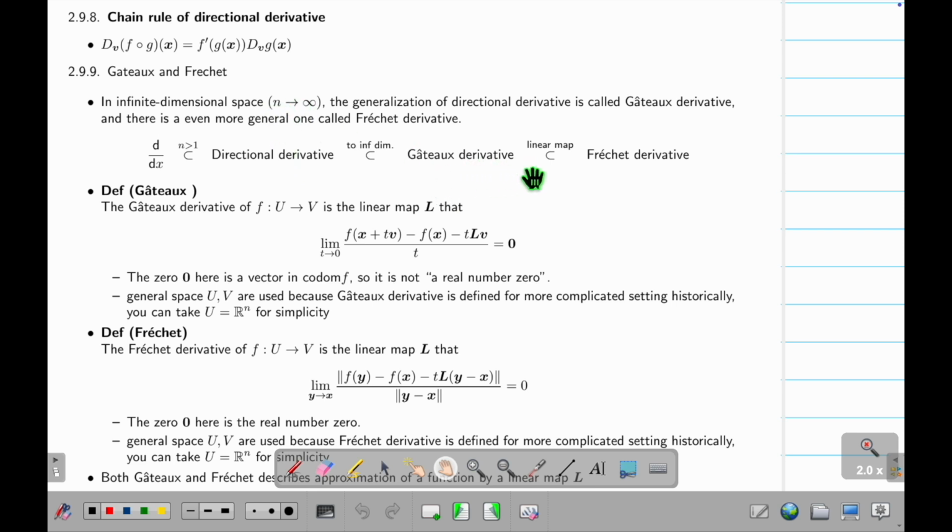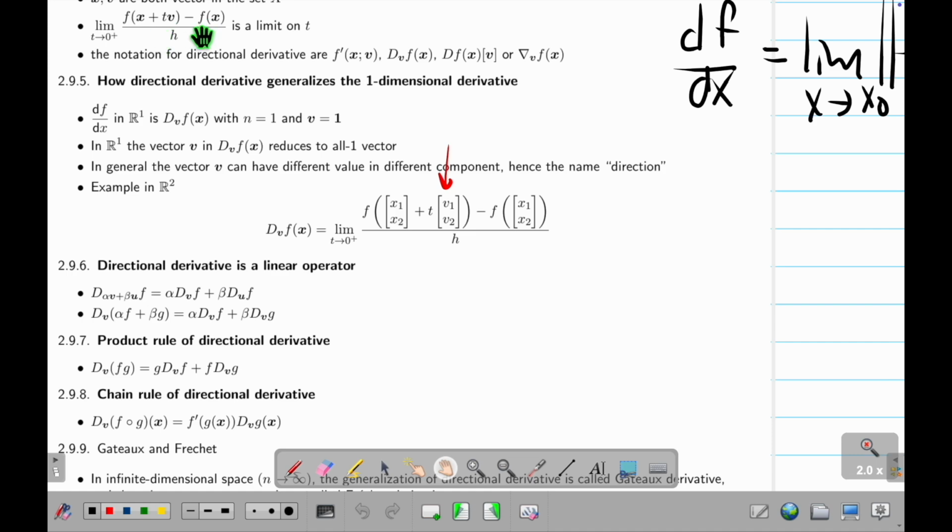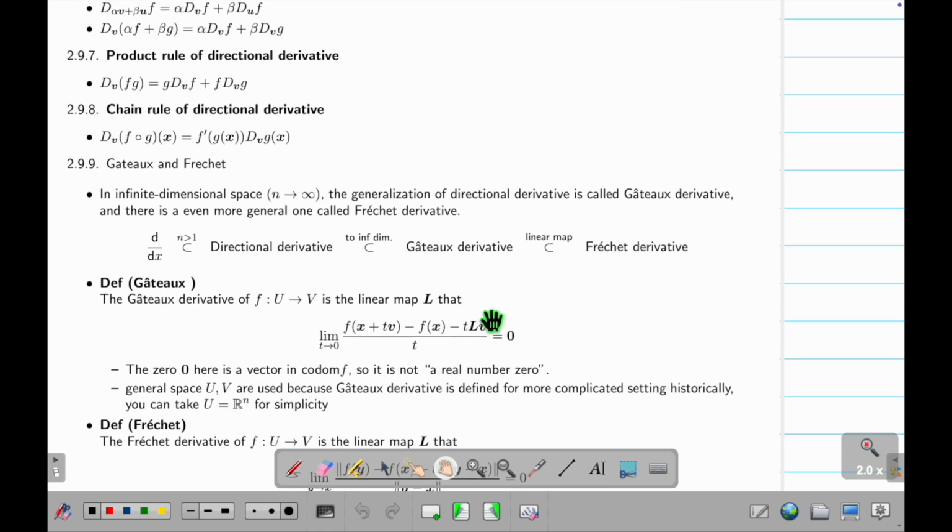And then if we go even more general, we use a norm instead of the function value, then we have the Fréchet derivative. And this is the relationship. Here's the important thing. In finite dimension, that means n is just a number, let's say 10-dimensional space, they are all the same. So Gateaux is this. What's the difference between Gateaux and directional derivative? Directional derivative is this. But now I put something here, so you can think of this part as the directional derivative, okay?